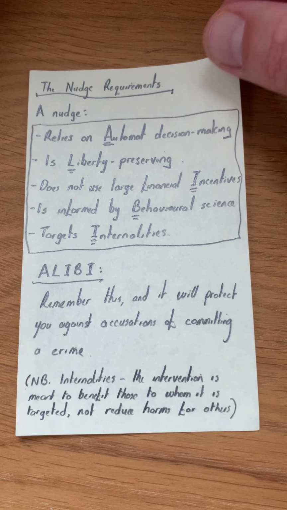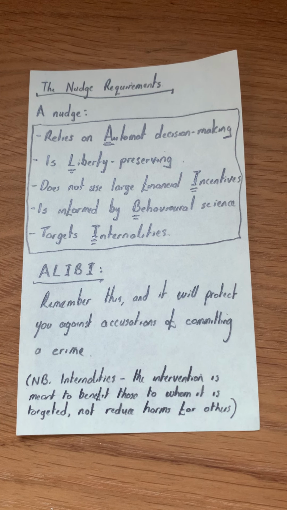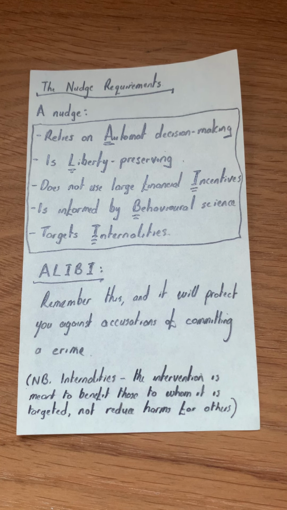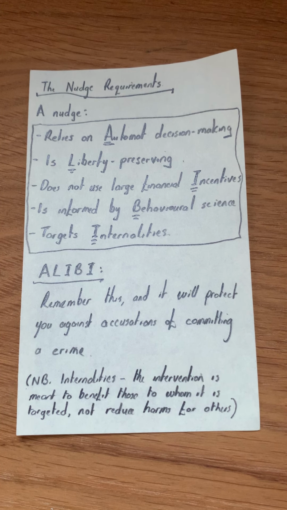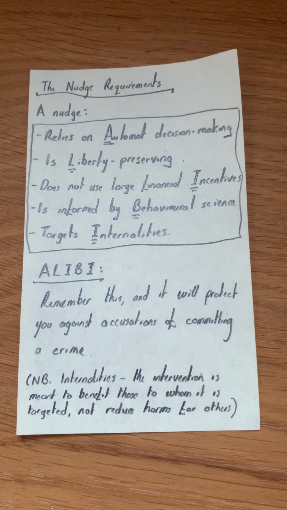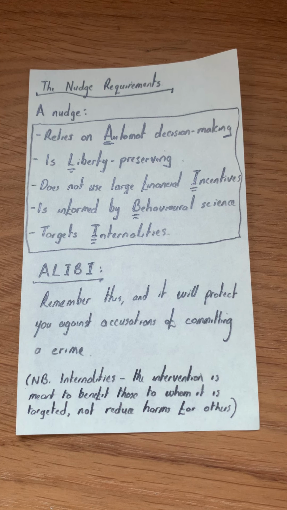In this short video, I'm going to talk about the original requirements for a policy intervention to be defined as a nudge intervention. The nudge behavioural public policy framework was proposed by Richard Thaler and Cass Sunstein, originally in an article in 2003, under their framework of libertarian paternalism. So nudges are really applications of libertarian paternalism.